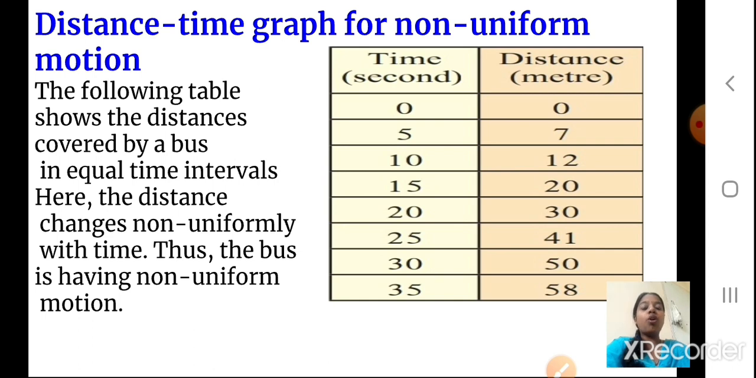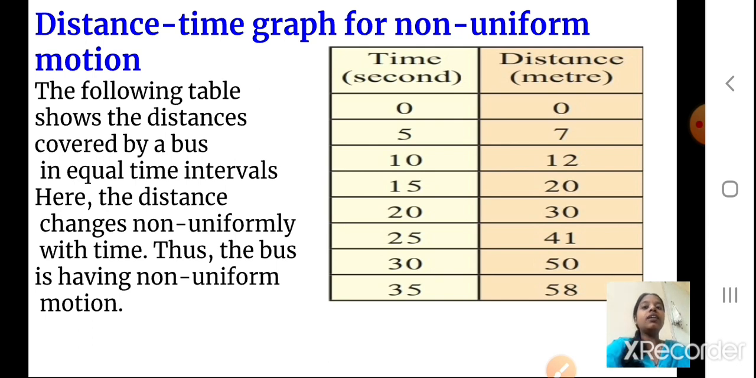Distance-time graph for non-uniform motion. The following table shows the distances covered by a bus in equal time intervals. The time interval is equal: 0, 5, 10, 15, it is the table of 5, right? But when you see the distance, it is 7, 12, 20, anyhow it is increasing. So here the distance changes non-uniformly with time. Thus, the bus is having non-uniform motion. This tells us that the bus is having a non-uniform motion.